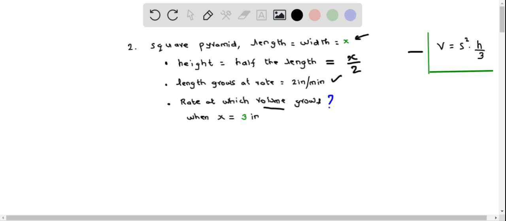So let's see how to do this one. First, I'm going to use the volume of a square pyramid using this formula. That is, I write down volume equals s squared times h over 3, where s represents the base side length. So here the base side length is x. I can replace and rewrite this formula as x squared times h, where h is basically the height of the square pyramid. We determine the height of the square pyramid is x by 2. So I'm going to replace this by x by 2, and this is divided by 3.